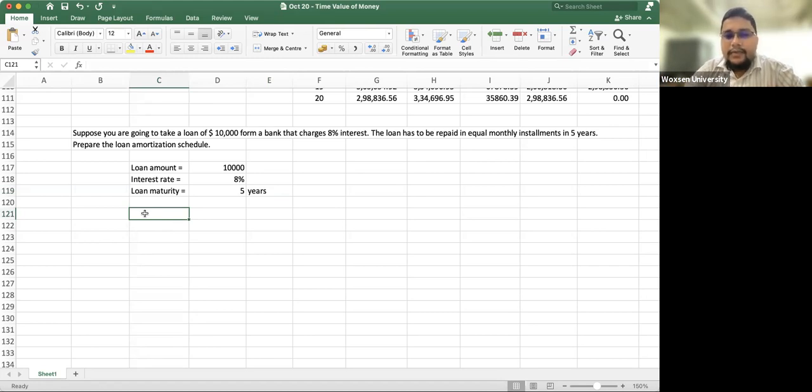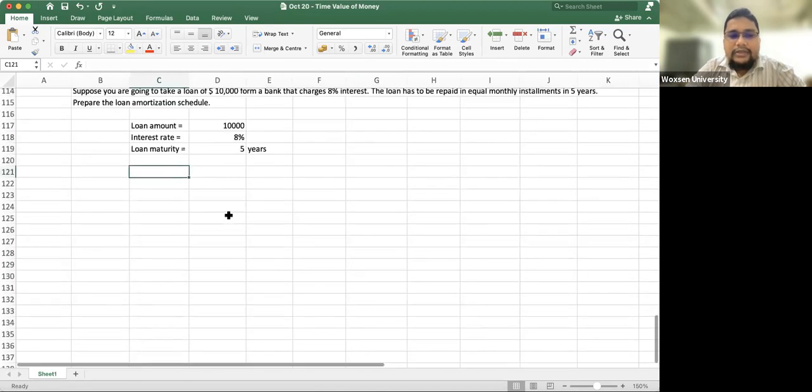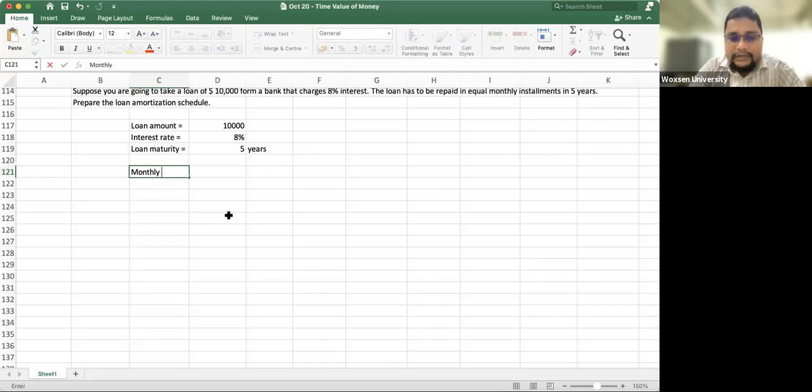No, sir. You cannot. Look here. This loan amortization schedule needs the installment. So you need to calculate the installment. Okay. So let us write down monthly installment.